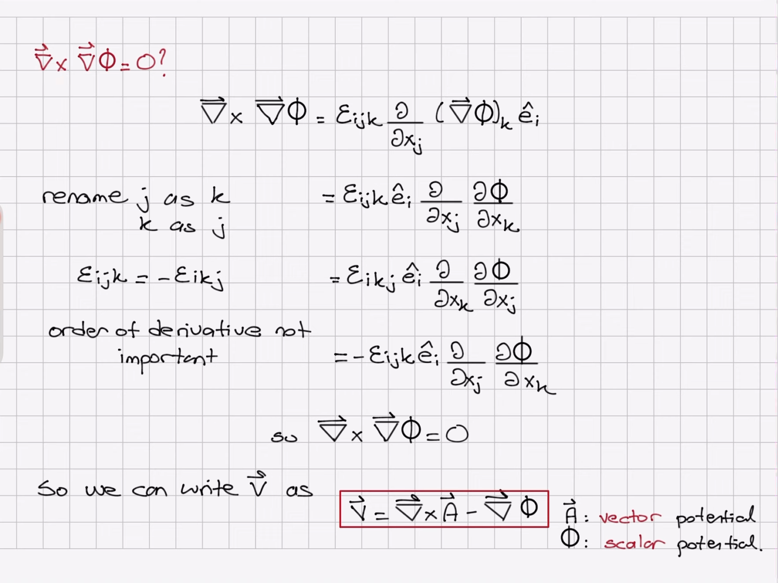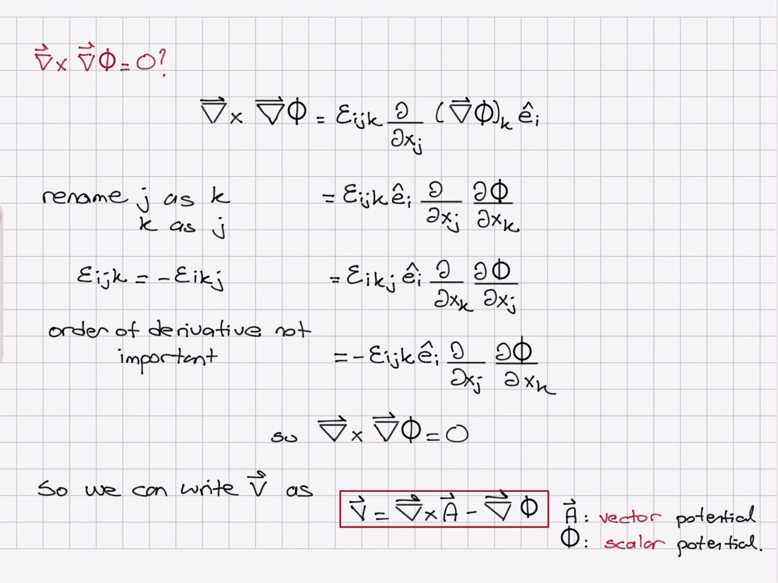Similarly, I have found that curl of a gradient is 0 by doing the same trick, basically renaming j as k and k as j here, and then finding that epsilon ijk is minus epsilon ikj, because of an odd number of switching in the positions of j and k. And then the order of derivative doesn't matter. Therefore, I find that these two things are the same, so x is equal to minus x implies x must be 0. So curl of the gradient of phi is 0.